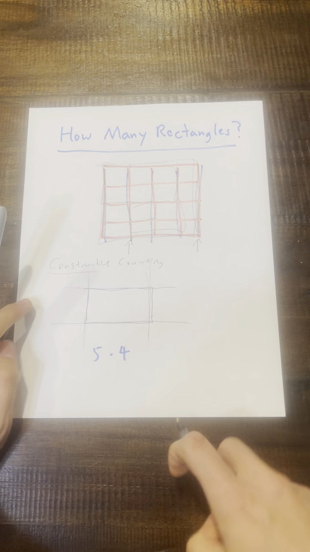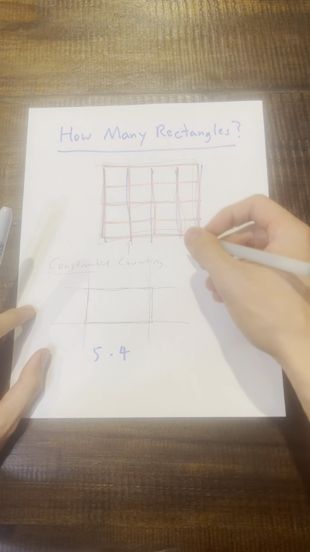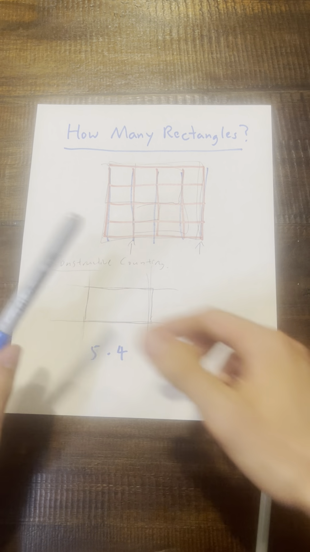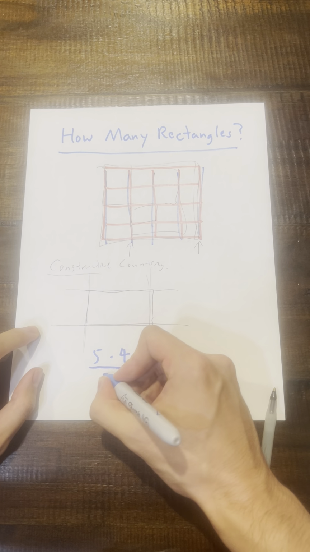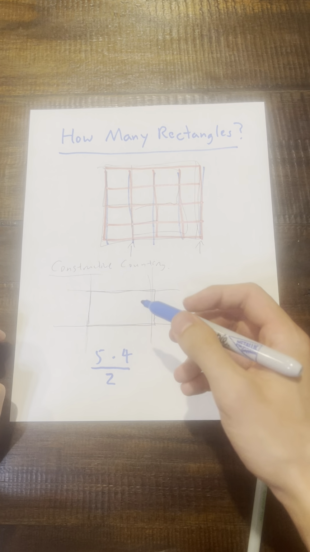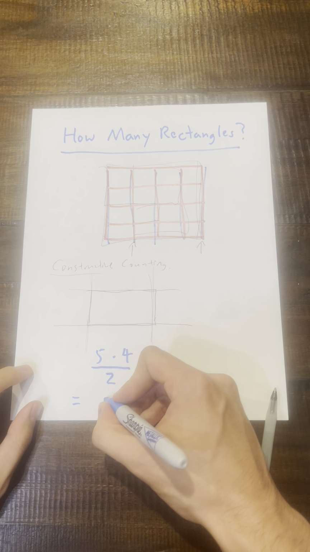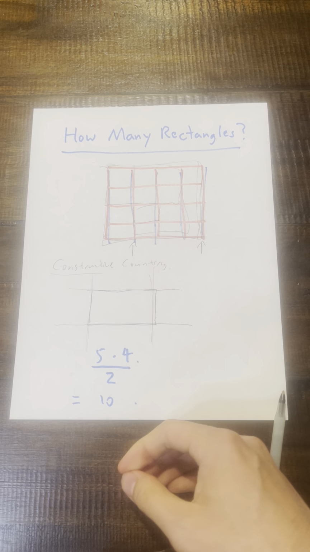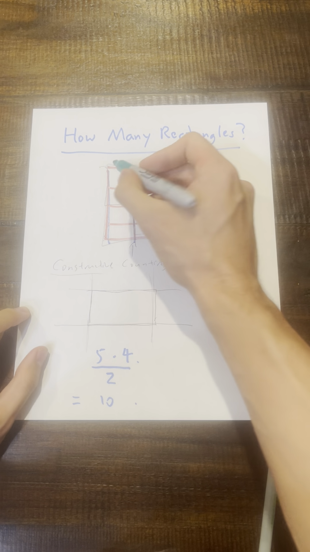But what if we picked this one first and this one second? We would have still ended up with the same pair of vertical lines. So each pair gets counted twice. It gets counted double. So we need to divide this count by 2 to make sure that each pair is counted only once. Okay, so this number is equal to how much? It's 10. So this is how many ways there are to pick 2 vertical lines from this grid.